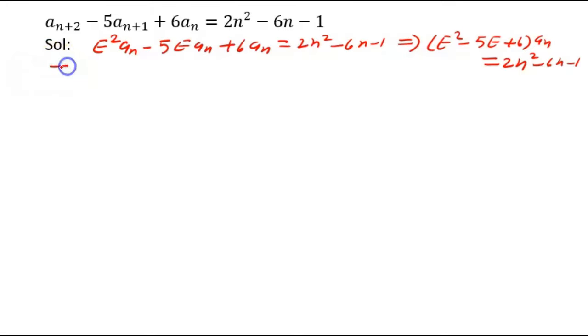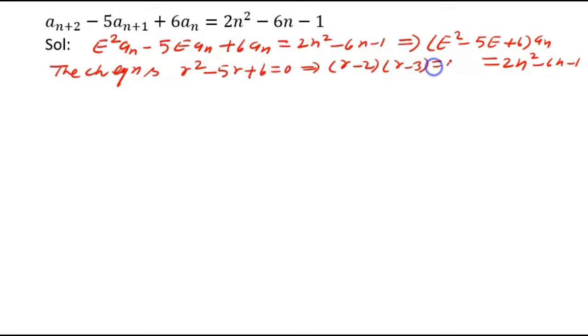So what will be the characteristic equation here? The characteristic equation is r square minus 5r plus 6 is equal to 0. So this implies r minus 2 into r minus 3 is equal to 0. So we are getting the roots r is equal to 2 and 3. So in this case, what will be the general solution? The general solution will be c1 2 to the power n plus c2 3 to the power n.